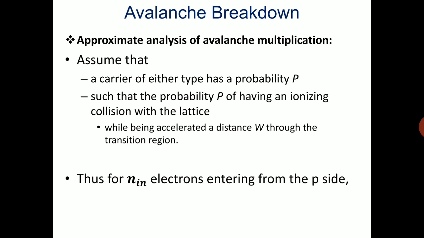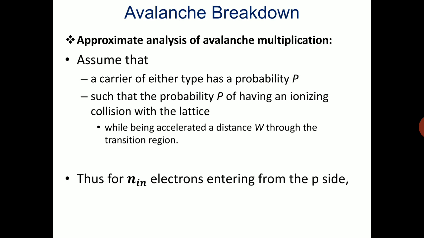Okay, thus for electrons entering from the P side, we'll denote it as N_in. Since it is entering from the P side, we'll call it "in". Why in? Because they're entering the transition region from P. So entering, we can call it "in".